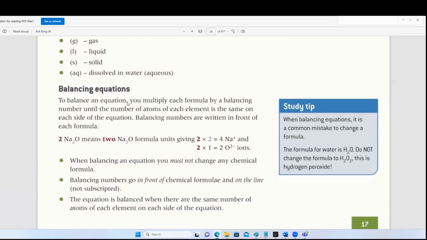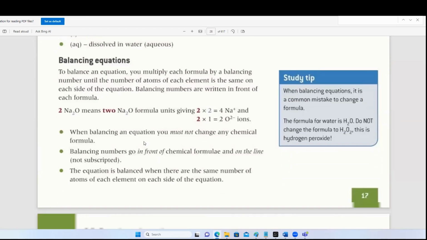Balancing equation. To balance an equation, you multiply each formula by a balancing number until the number of atoms of each element is the same on each side of the equation. Balancing numbers are written in front of each formula. 2 sodium oxide means 2 sodium oxide formula units, giving 2 times 2. So I think this you already know. So write a balancing equation.